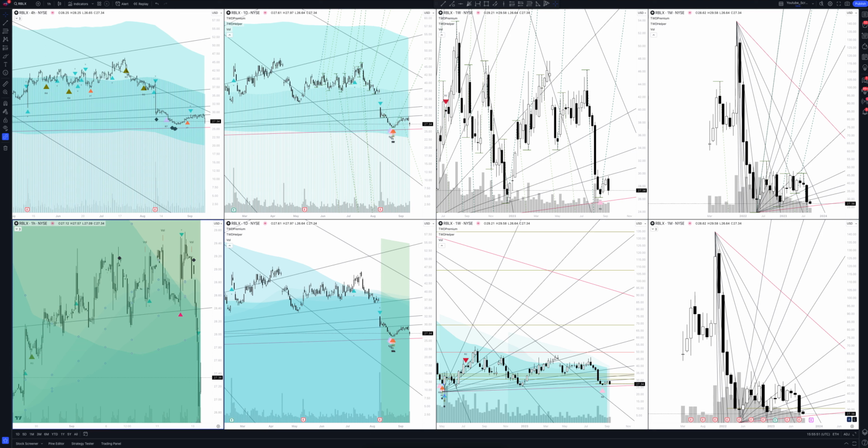Today we will take a look at Roblox Corp stock. Let's analyze the market situation and find out how you can make money on it. Let's start.